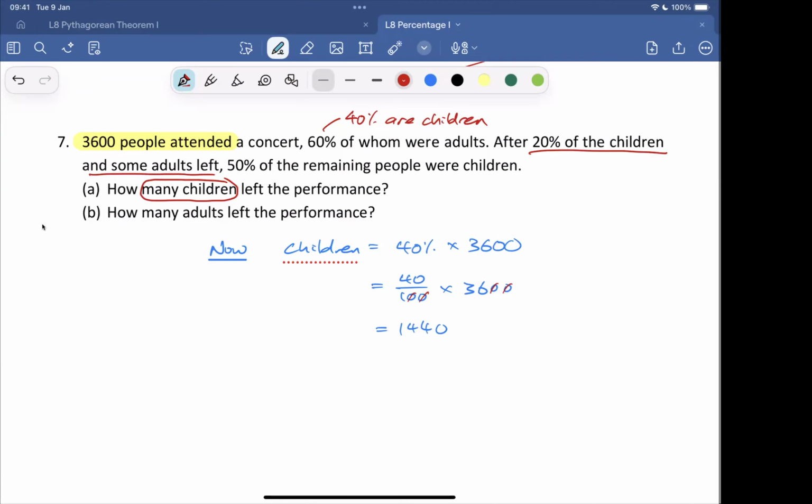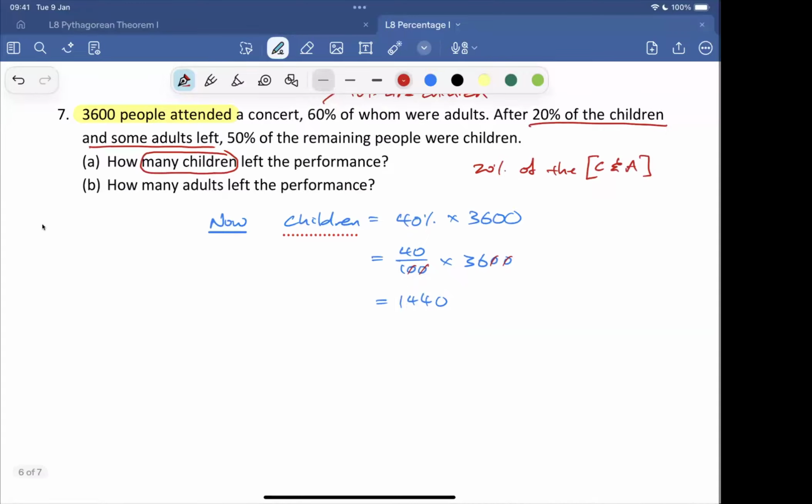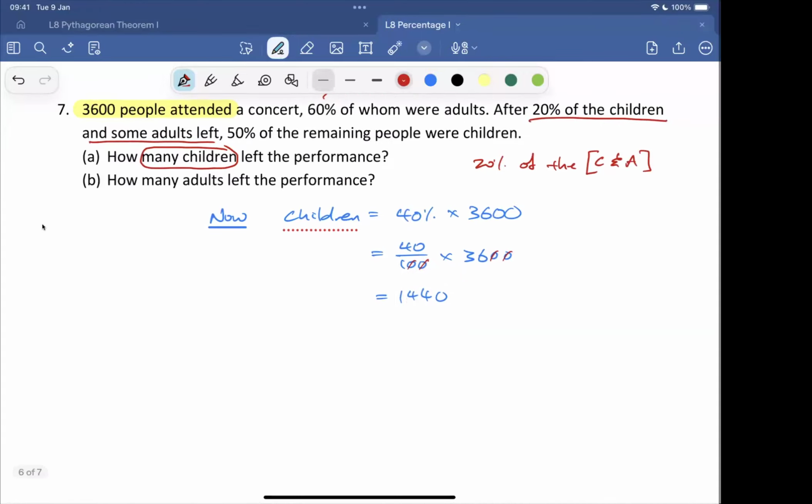Yeah. You're trying to say 20% of the children and adults. Is that what you're trying to say? Yeah, that's what I'm trying to say. Now, hold on. If the question wanted to say that, the sentence would be 20% of the children and adults. What's the difference?